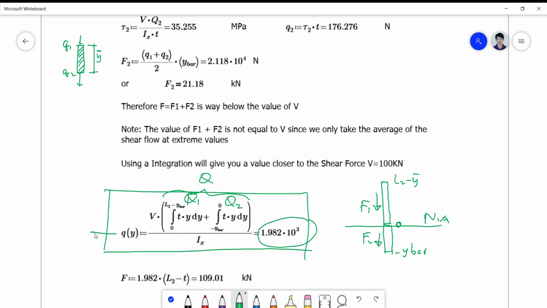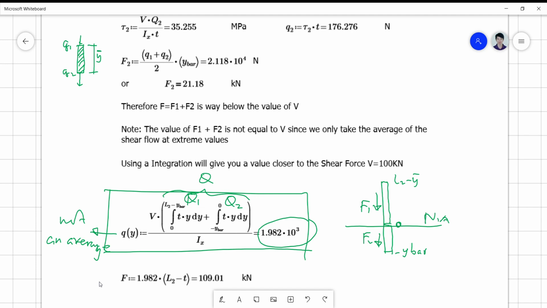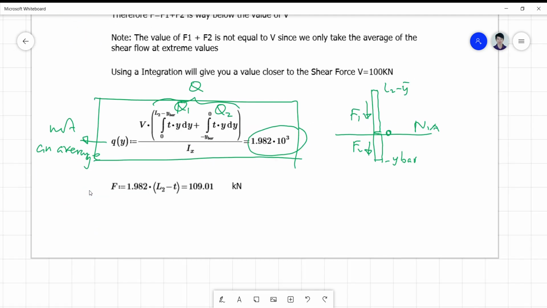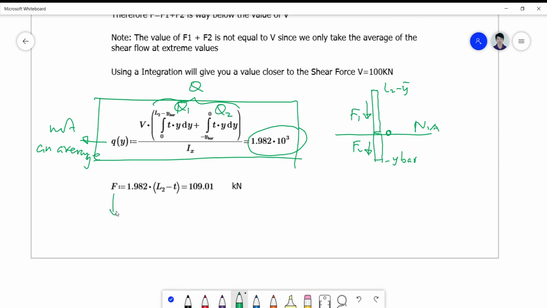This is now no longer an average, so not an average value. And this is almost accurate. Of course, there is still a discrepancy because we just rounded up the other values a while ago in the computation. But it matches now my total F, which is equivalent to F1 plus F2, very near to your V. So this is 109 against 100.